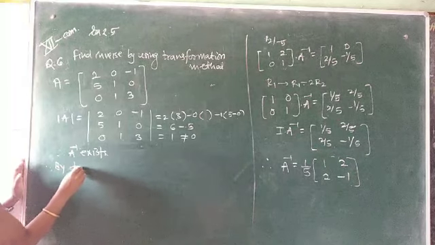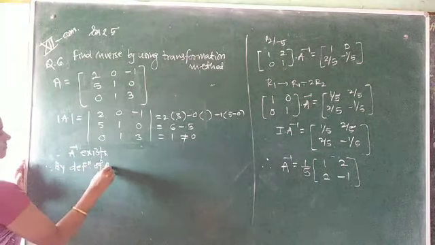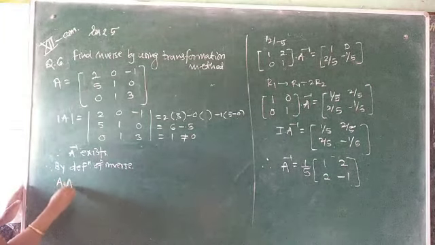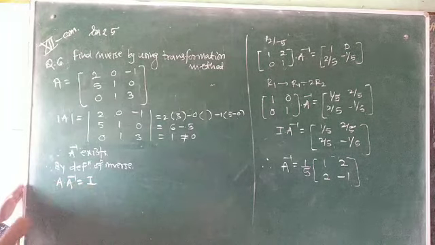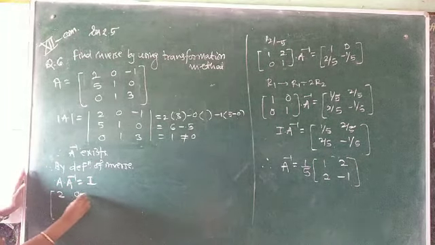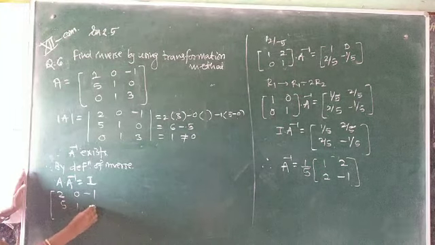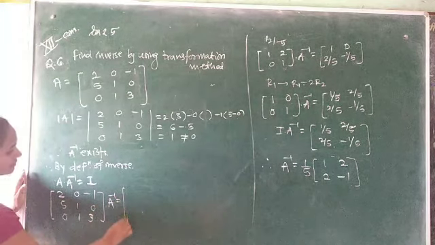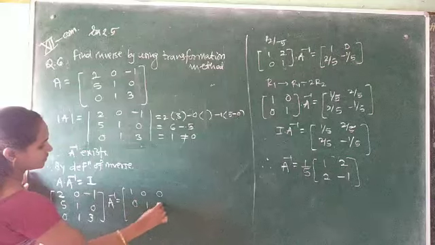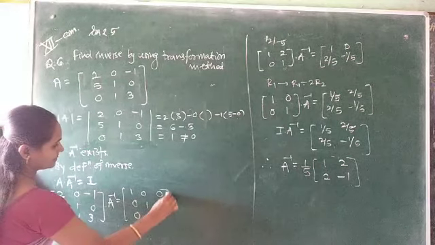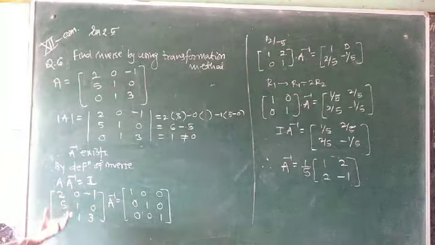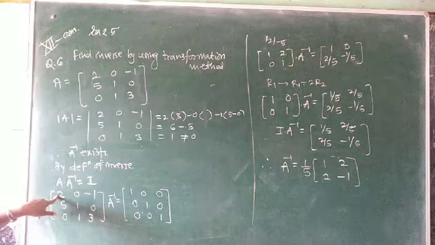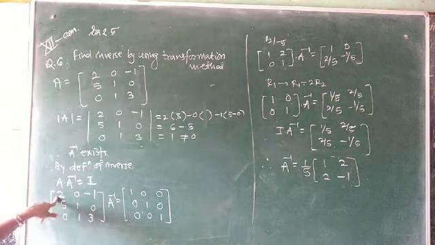Therefore by definition of inverse, A into A inverse is equal to I. Right? A, 2, 0, minus 1; 5, 1, 0; 0, 1, 3, into A inverse is equal to 1, 0, 0; 0, 1, 0; and 0, 0, 1. Now see here, again we have to convert the matrix A into the identity matrix. So first of all we have to make this 2 into 1. So how to make this 2 into 1?